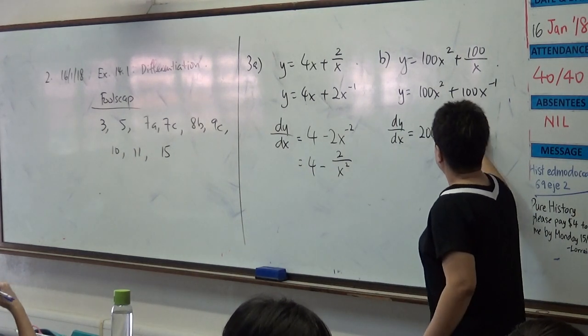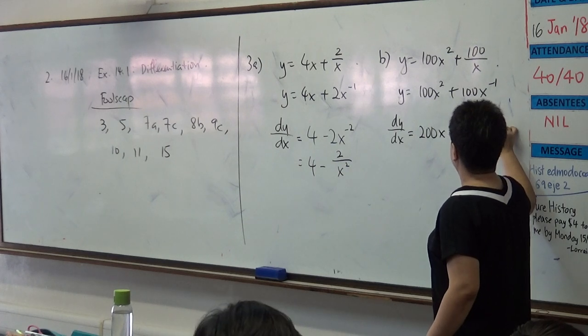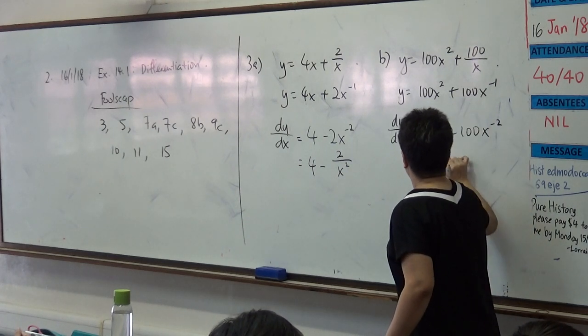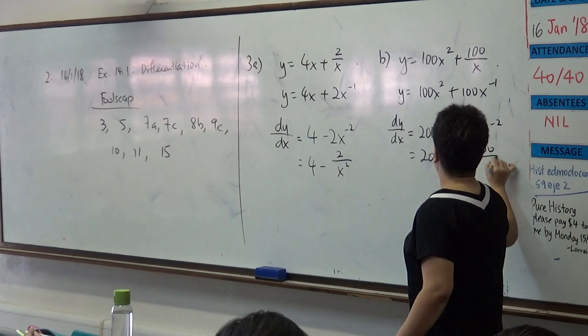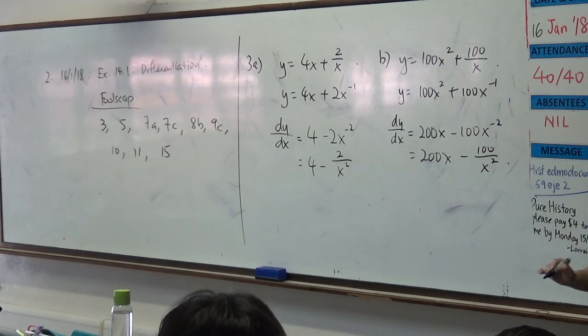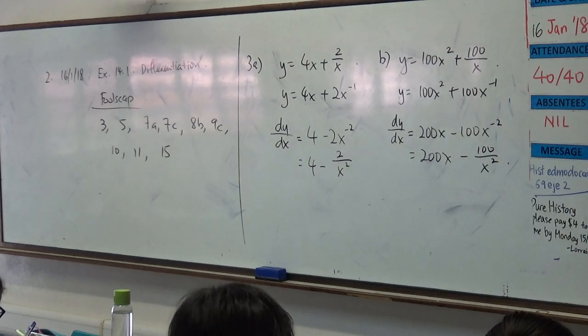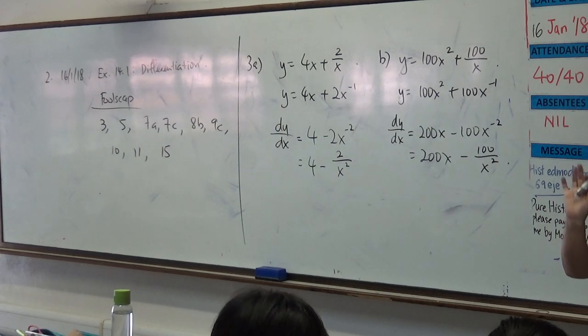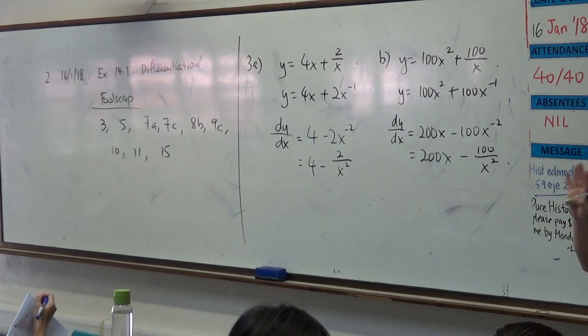Minus 200x minus 2. So 200x minus 100 over x squared. Everybody okay? Yes. Alright, good. I would like to have time to do the rest. I won't interrupt you, okay? You want to revise your geography also can.